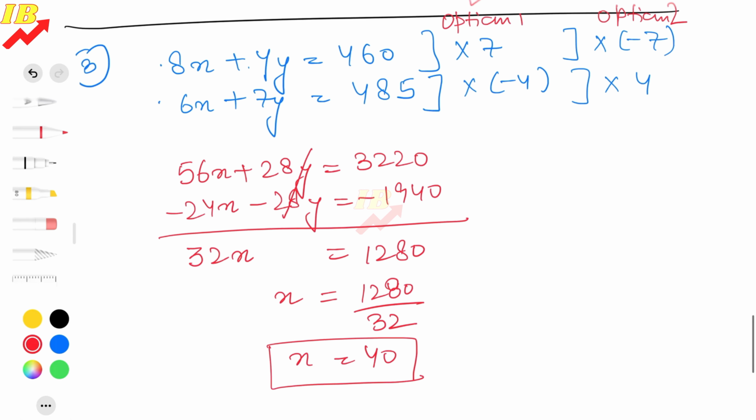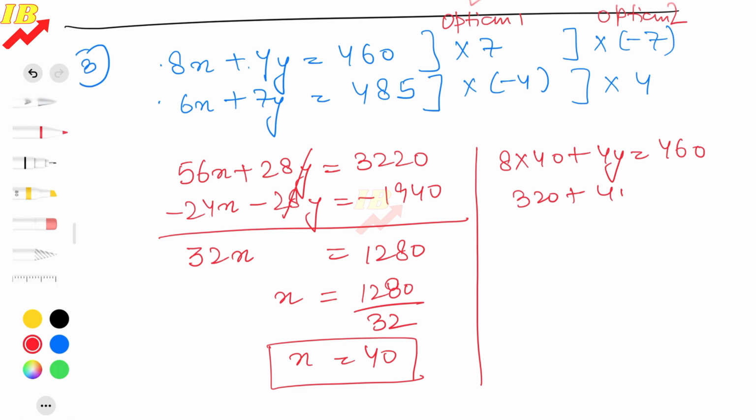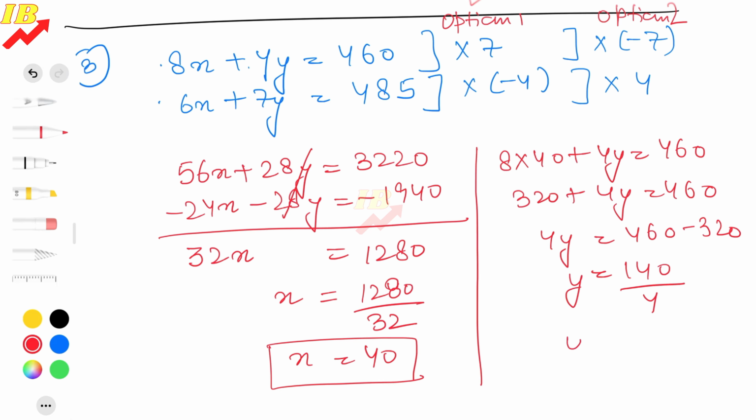Now, as I already said, use either of the equations and plug this x value in it to get your y solution. So I'm taking the first one this time. So it is 8 times 40 plus 4y equals 460, right? So this is giving you 320 plus 4y equals 460. So 4y is equal to 460 minus 320, right? So this is going to give me 140 divided by 4. So y is coming out to be 30. I'm so sorry, this is 35. So that's your y solution, right?